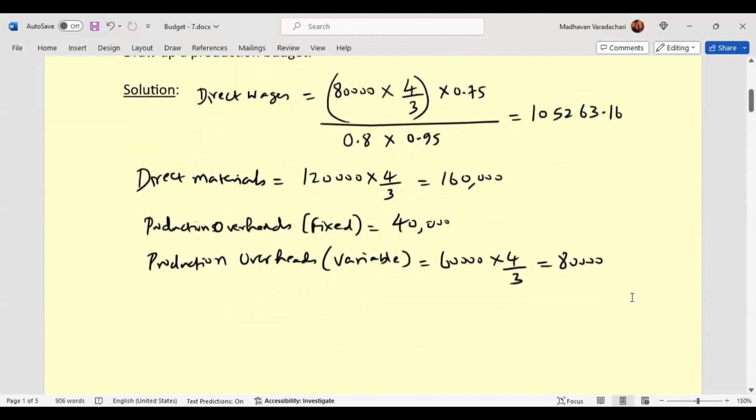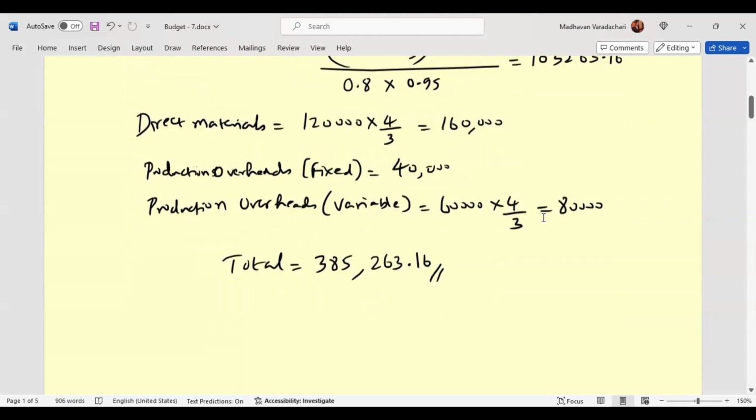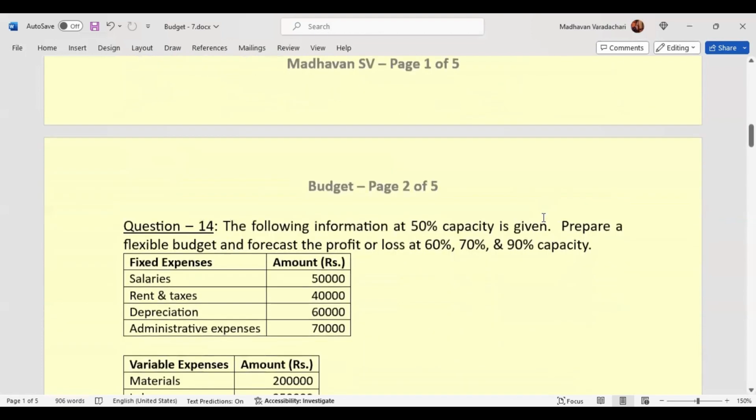So the total now will become, I need to add this: 1,05,263.16 plus 1,60,000 plus 40,000 plus 80,000 to get 385,263.16. That is the solution for this question. Let us move on to the next, 14th question.